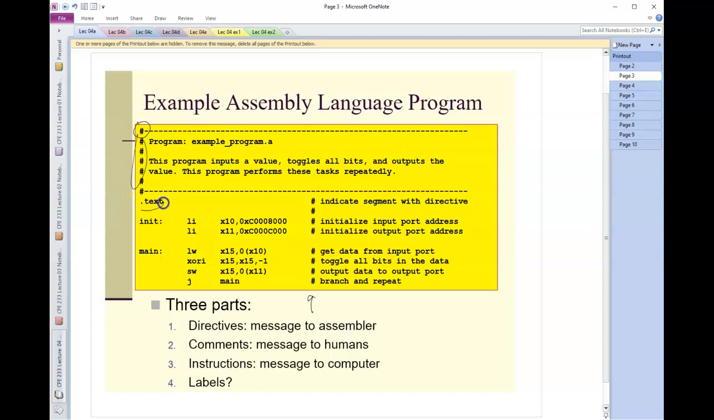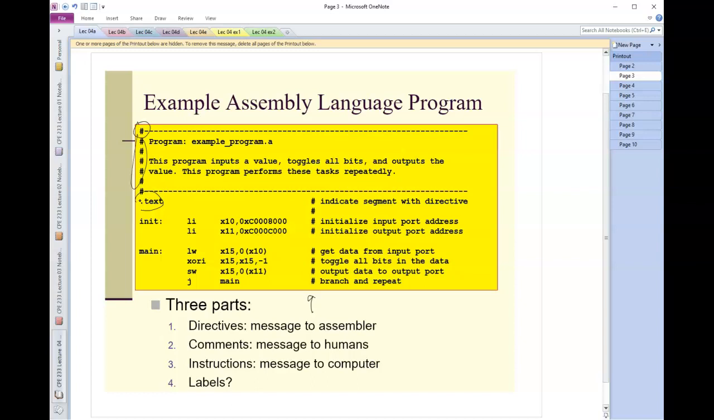Next thing we have is these directives here. This is an assembler directive. You don't need to know exactly what this does right now. We'll talk about that later, but this is a message from the programmer to the assembler. So the programmer has somewhat of a control over the assembler. One way is by issuing or writing these assembler directives. And once again, we'll talk about that later.